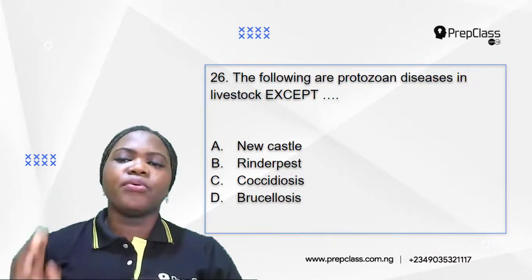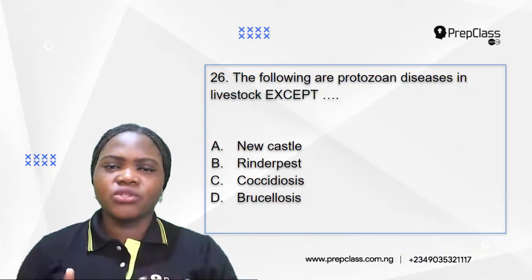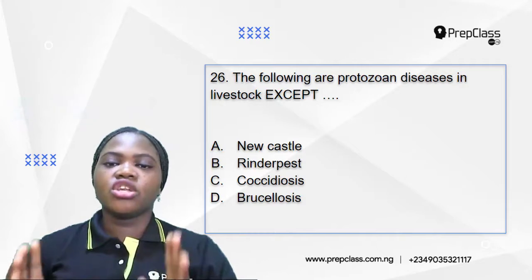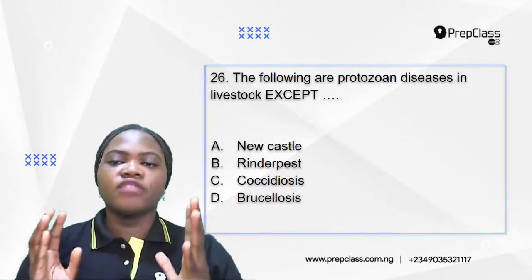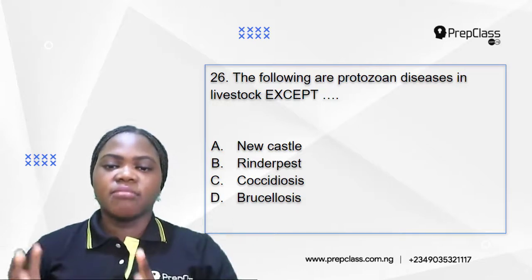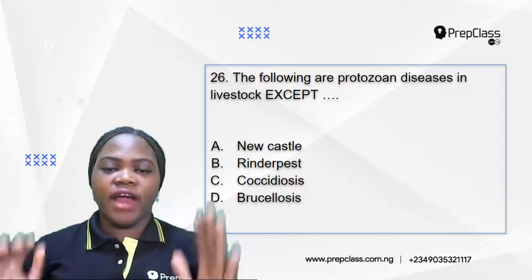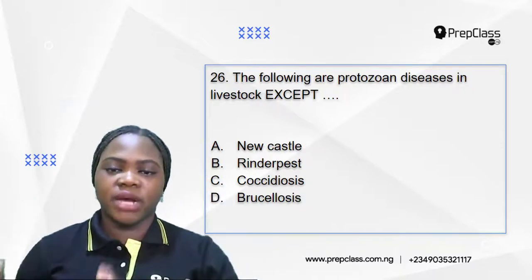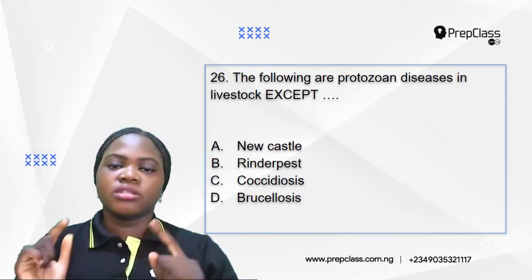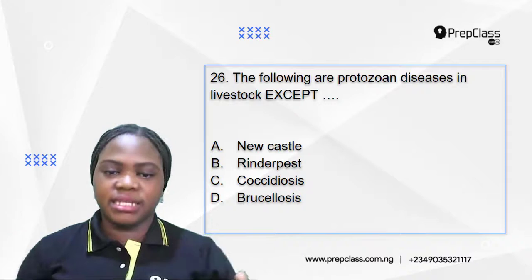The following are protozoan diseases in livestock except. So there is only one protozoan disease here. So I guess there is a mistake with the question. So the question should be one of the following is a protozoan disease, which is coccidiosis, because Newcastle disease and rinderpest disease are viral diseases. Brucellosis is a bacterial disease, while coccidiosis is the only protozoan disease. So the question should be one of the following is a protozoan disease.